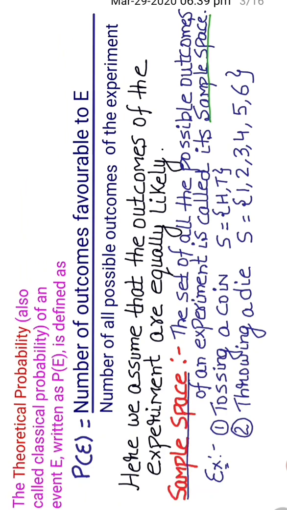Okay, now the theoretical probability, also called classical probability of an event E, written as P of E, is defined as number of outcomes favorable to the event E divided by total number of possible outcomes of that experiment. And here we assume that outcomes are equally likely.